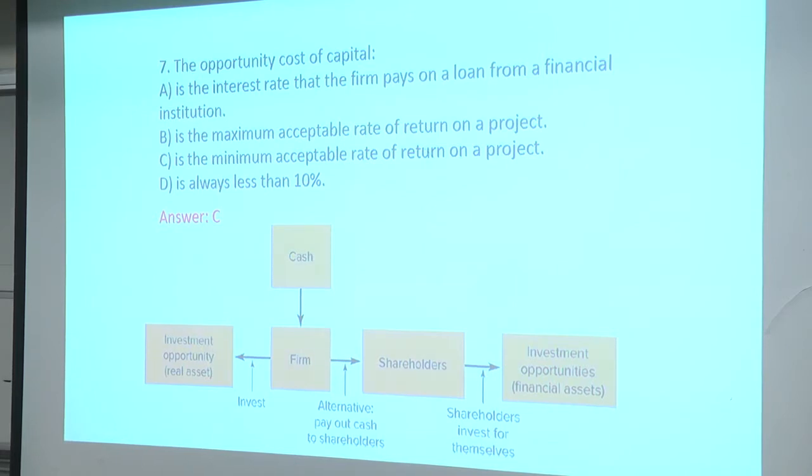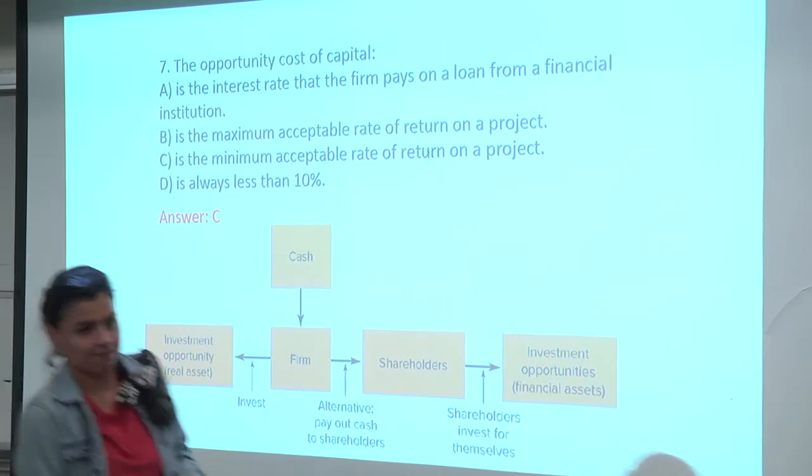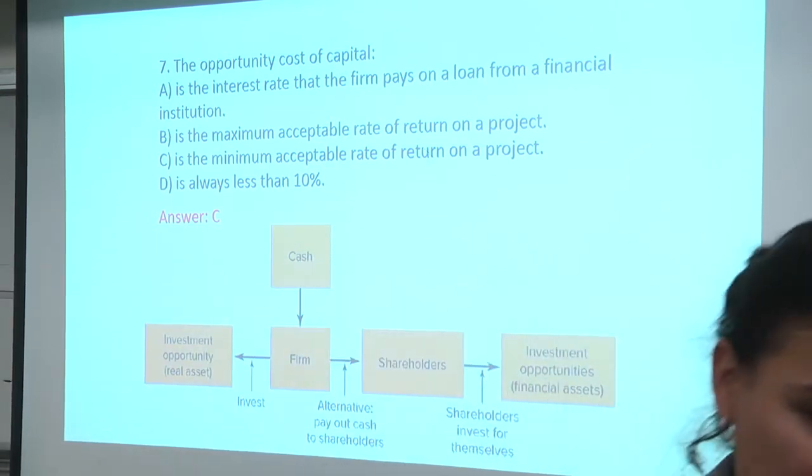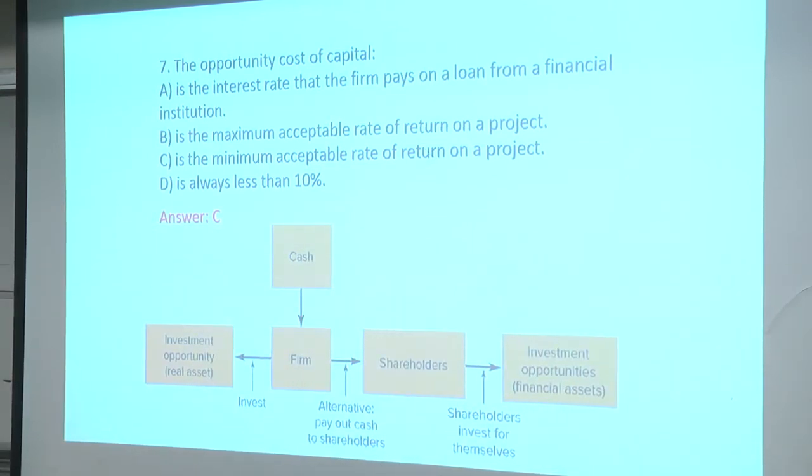All right, so let's see that one. For example, A is the interest rate that the firm pays on a loan from a financial institution. Not necessarily, okay? Firms also have what? Equity financing, right? It's not the maximum, okay? And it's not always 10% or less than 10%. That's different for each individual firm. So it's not always less than 10%.